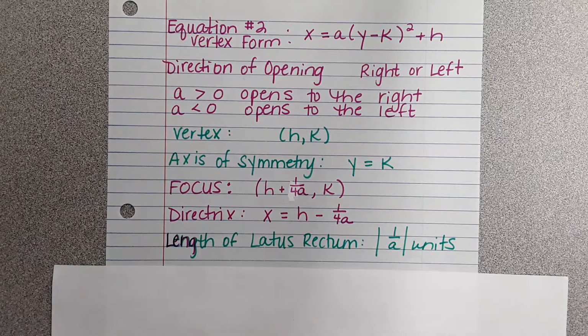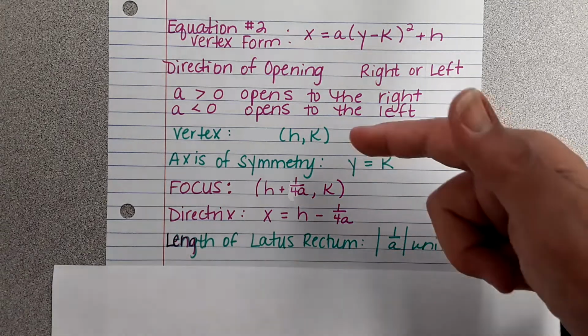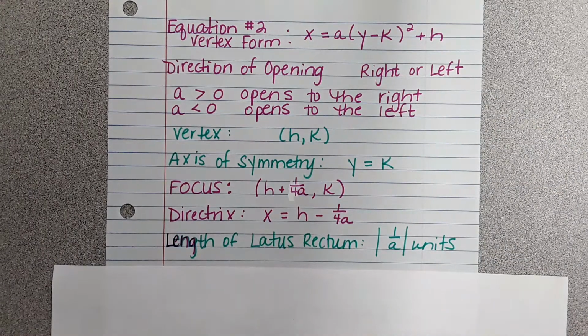So today what's going to happen is we're going to rewrite one of these equations using completing the square. And then what we're going to do is I'm going to give you the focus and the vertex, or I'm going to give you the focus and the directrix. And from there, you're going to write an equation and then graph it. Okay?